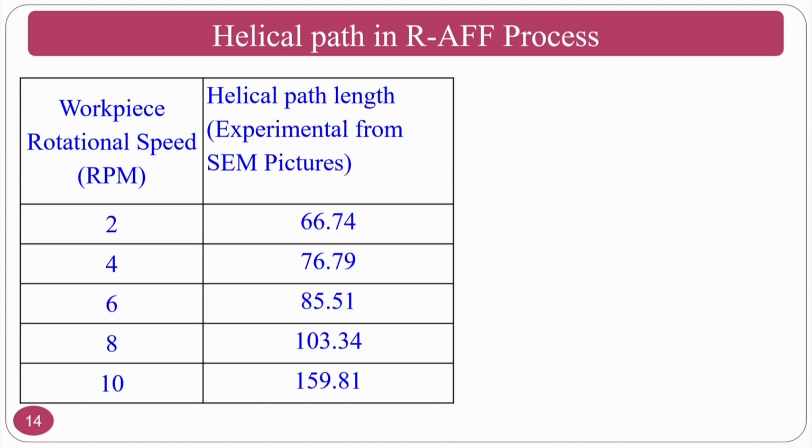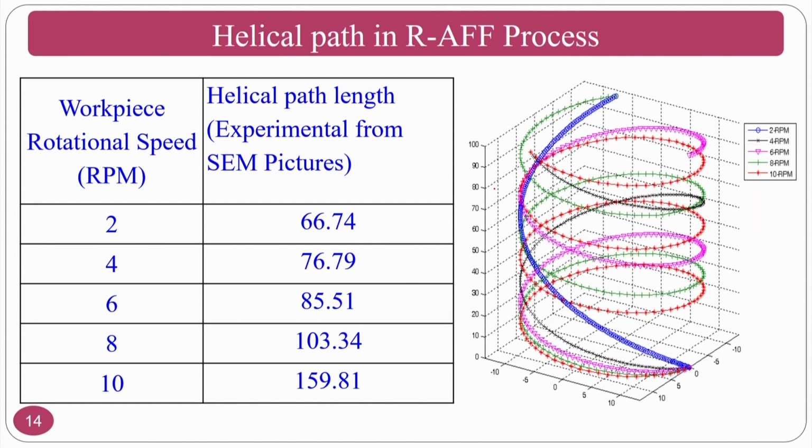So, if we know the workpiece height, theoretically and practically also we can know it, because you know the workpiece height and other things, and you know the angle. From that you can calculate the experimental helical path length, and the helical path also you can generate using this. You just need to do some MATLAB programming, which is very simple, you can do it.